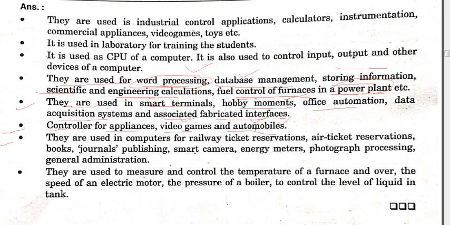Next application is they are used in computer for railway ticket reservation, air ticket reservations, then books, journal publishing, smart camera, energy meters, photograph processing and the general administration. So the use of microprocessor system is very vast. So they are also used in the railway ticket reservation. The computers are used and that computer's CPU contains the microprocessor.